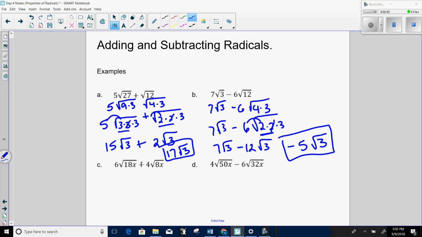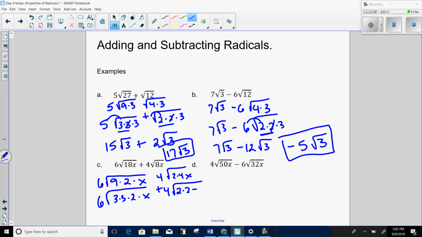Alright, so if we go to the next two at the bottom, notice we don't have anything that's the same, so we try to reduce. 6 square root of 18 can become 9 times 2 times x. Not the same, so we keep breaking it down. 3 times 3 times 2 times x plus, okay, 4 can't break down, but 8 can become 2 times 4 times x. Well then, not the same numbers, but that becomes 2 times 2 times 2 times x, and that's multiplication in there.